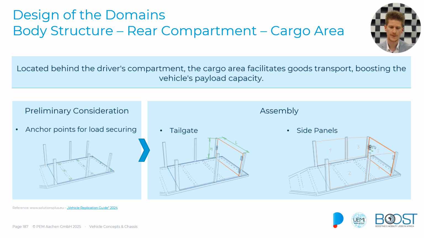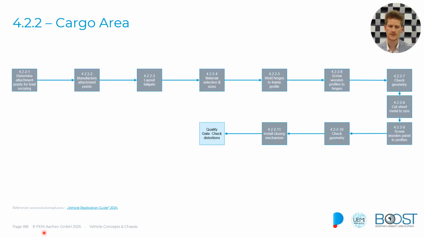The process for this looks like this. We will start with the determination of the attachment points for the securing of the load. Then we'll look at the manufacturer attachment points. Then we'll look at the layout of the tailgate, the material selection and the size. We will then weld some hinges to the frame, and then we will use them to install the door to the hinges. We will check the geometry, cut some sheets to size in order to have our side panels, and screw these panels to the profiles and check the geometry, and then install the closing mechanism in the very end.